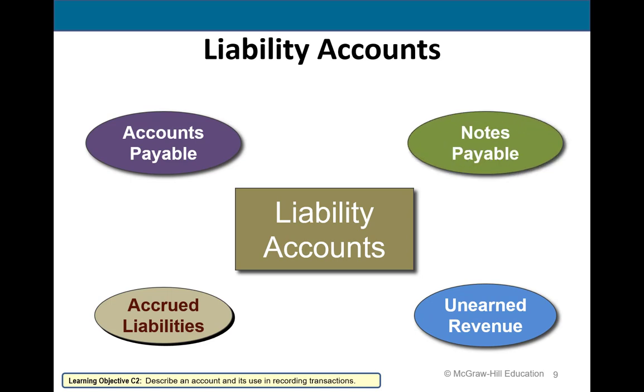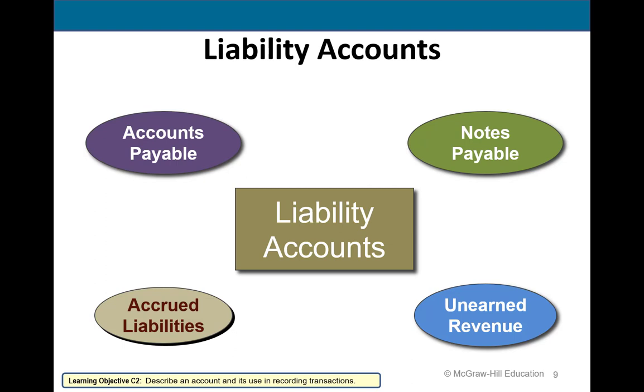Liabilities are claims by creditors against assets, which means they are obligations to transfer assets or provide products or services to others. Creditors are individuals and organizations that have rights to receive payments from a company. This is a listing of the common accounts we are likely to see in a general ledger.